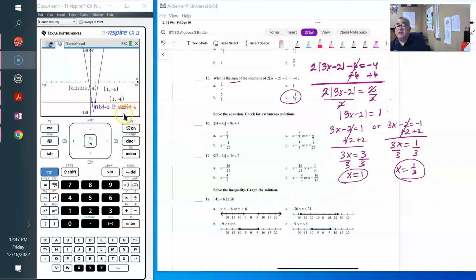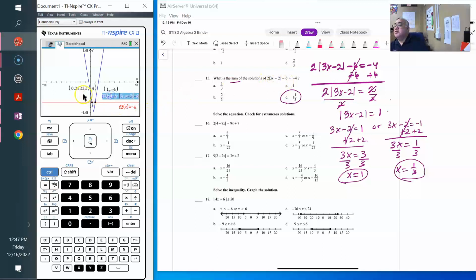Okay, I'm not sure if I explained this. I'm going to do this again. I'm going to go ahead and delete some of these here. What I did is I typed in 2, absolute value of 3x minus 2 minus 6 into the equation editor.